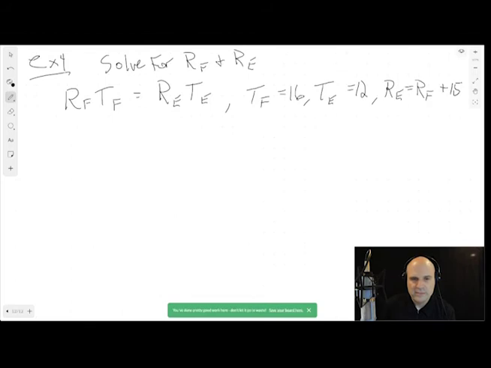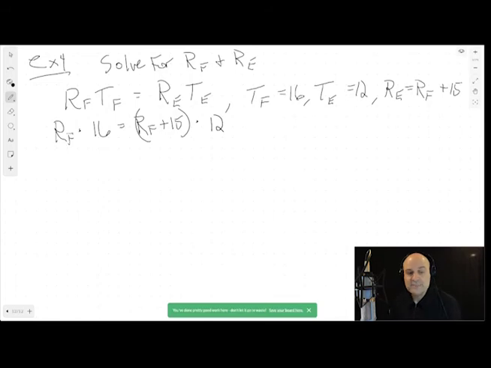Here we go. I'm rewriting this equation. R of F, we don't get R of F, so we're going to leave it. T of F is 16. R of E is this expression, R of F plus 15. All of the expression, so we're going to include it all in parentheses, times T of E, which is 12.